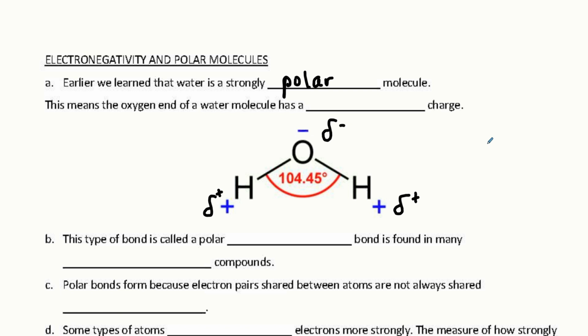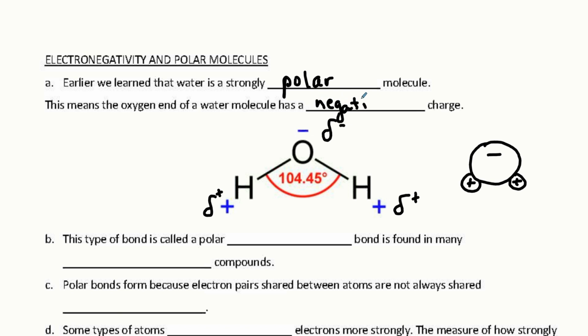Sometimes you'll see water drawn like this. The oxygen atom is larger than the hydrogen atoms, and then the hydrogen atoms almost look like Mickey Mouse ears. The Mickey Mouse ears are the hydrogens, and they're positive. It's an upside down Mickey Mouse, but you could draw it in any orientation you wanted. And then the oxygen has a negative charge. So the oxygen end of a water molecule has a negative charge.